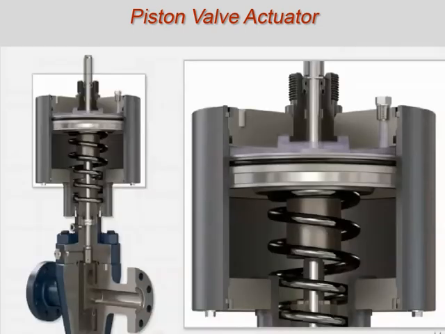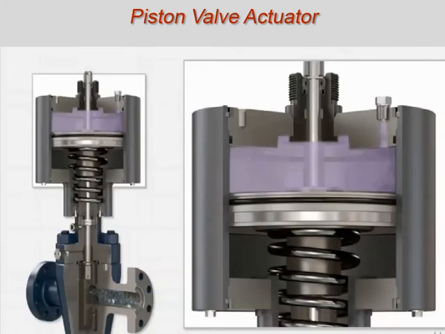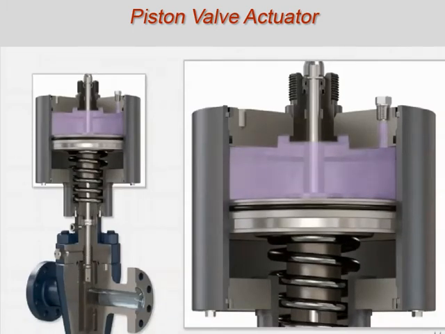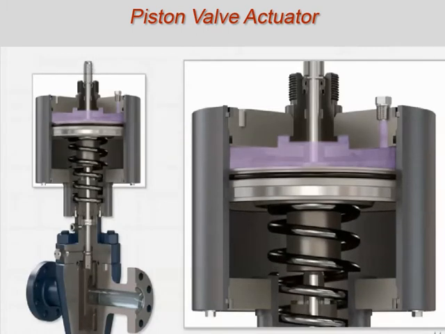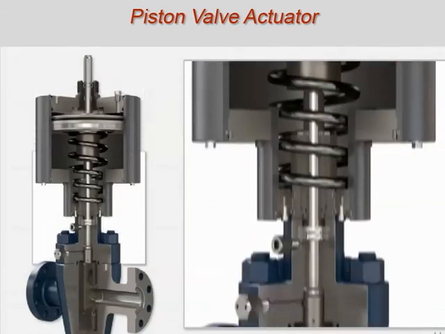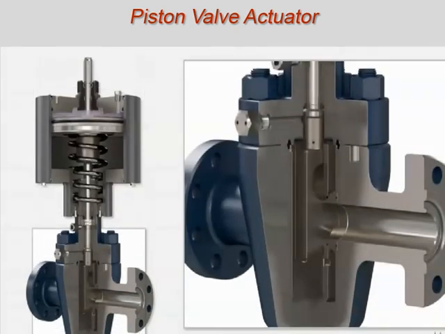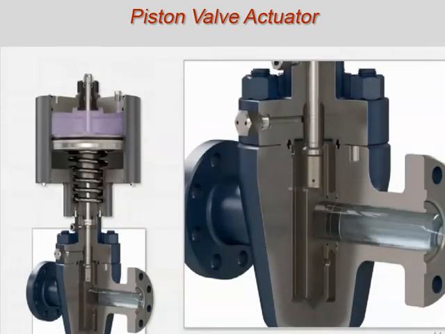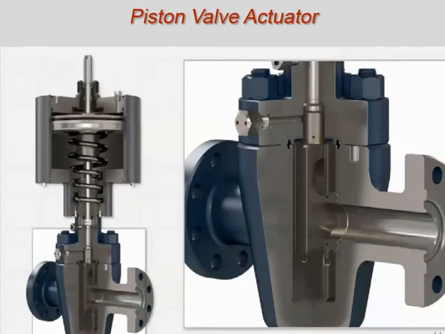Just like the diaphragm actuator, the piston actuator can be arranged to put air above the piston or below the piston. In this case, air is added above the piston, forcing the piston, stem, and disc downward. When the air pressure is released, the spring moves the piston back to the fully upward position.